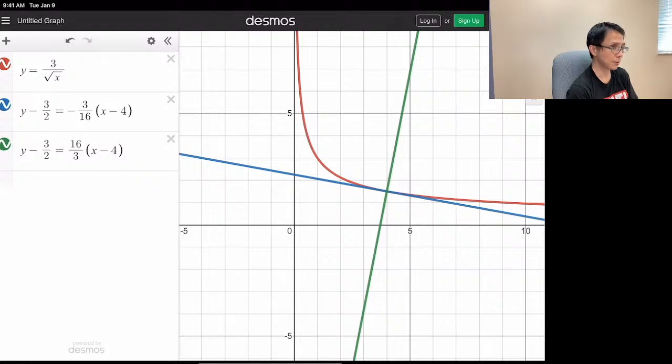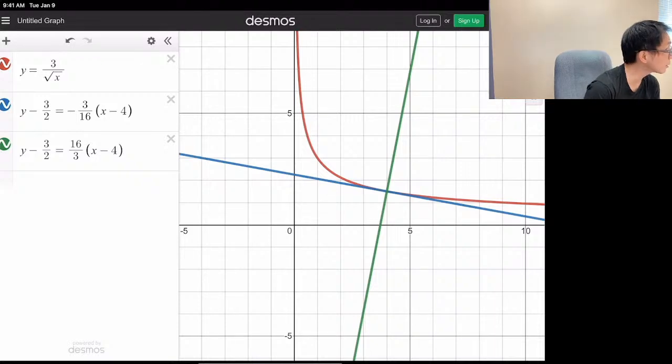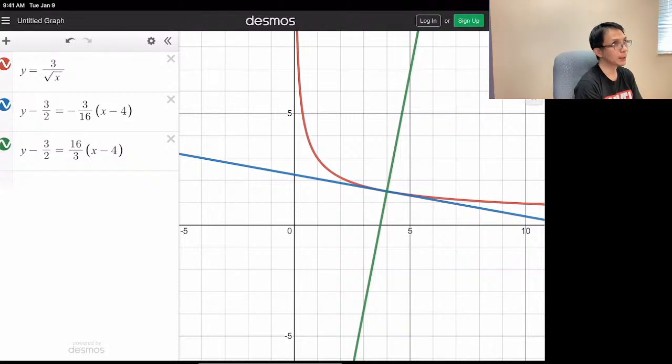Am I going too fast? No? Okay. What would it look like if you graph the derivative as well? If you graph the derivative, it's going to become a brand new function. And we're going to talk about that in more detail when we get to chapter 3. Right now, we just need to worry about a tangent line. Okay?